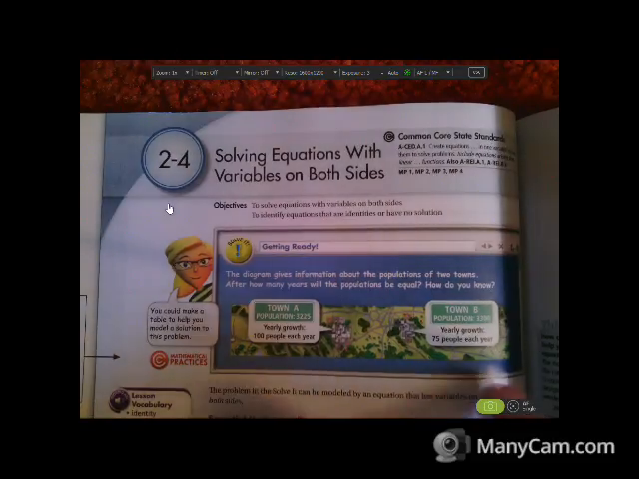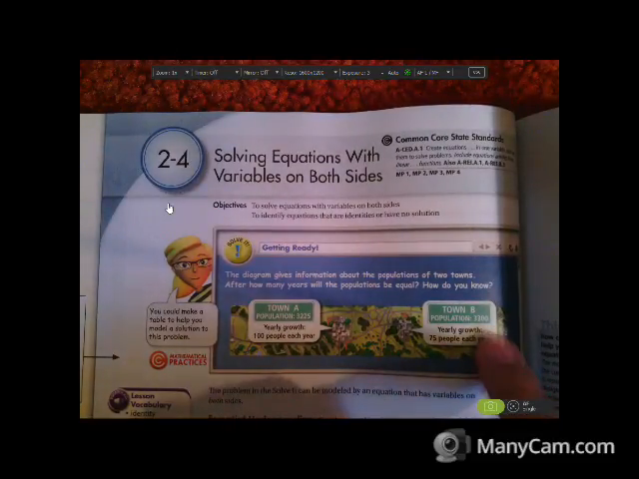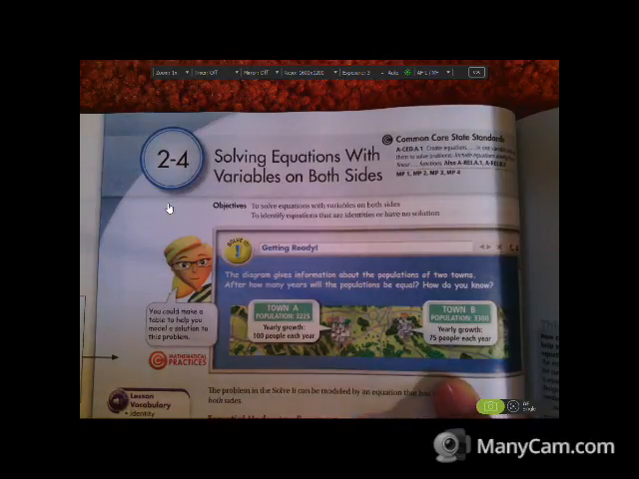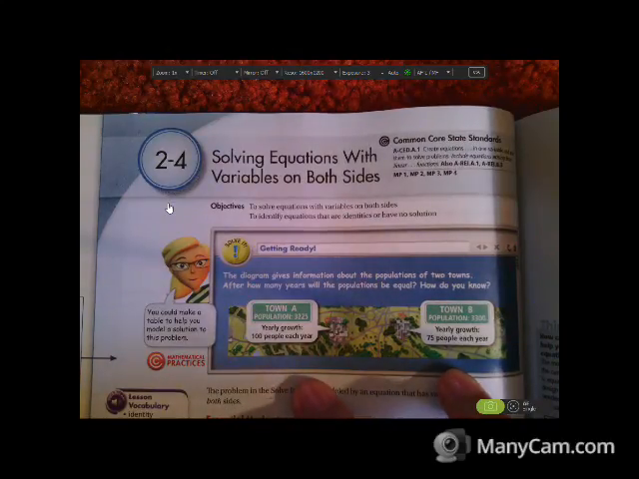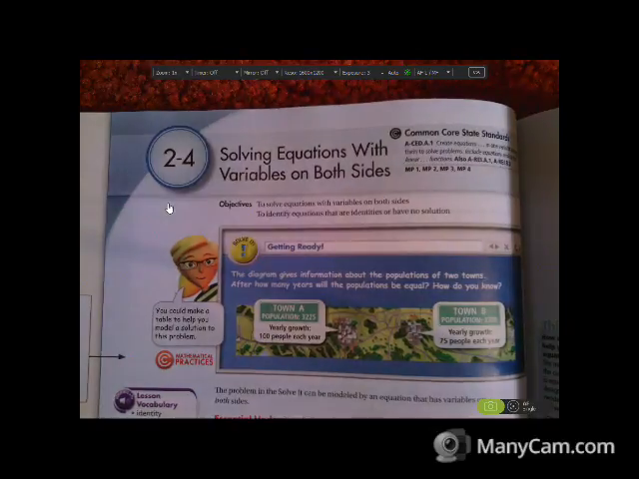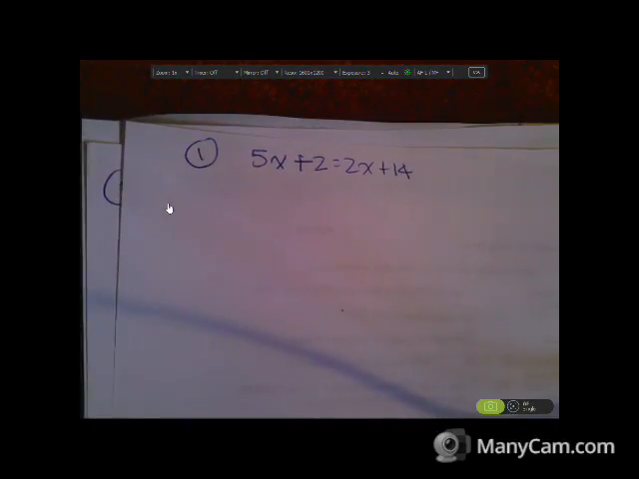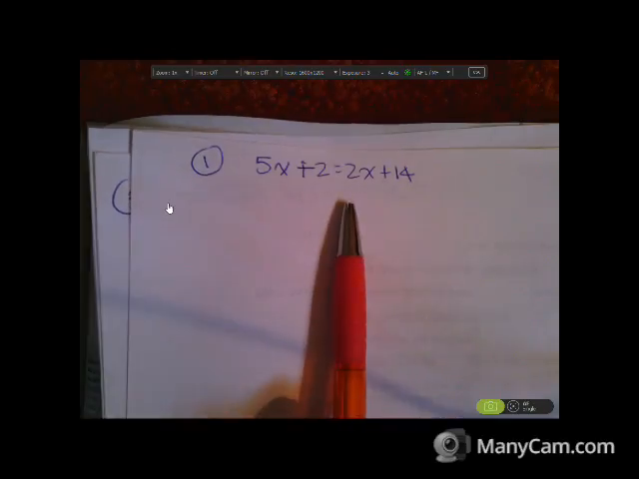Town B starts with more people, however, the yearly growth is fewer, 75 people each year. So, how can you find out algebraically? Let's find out as we look through the sections. So problem 1 asks, what is the solution of 5x plus 2 equals 2x plus 14?